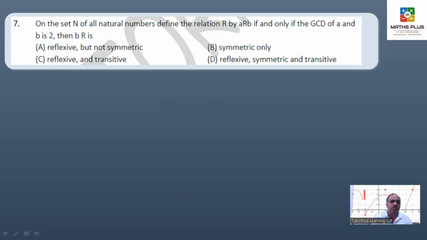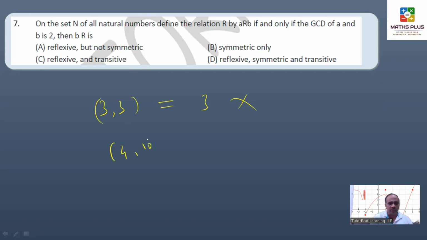It is defined on the set of natural numbers. Obviously it is not reflexive. Because if I take 3 and 3, reflexive means (A, A). What is the GCD of 3 and 3? It is 3 only. But the condition is that GCD must be 2. So obviously this fails. This is not a reflexive relation.